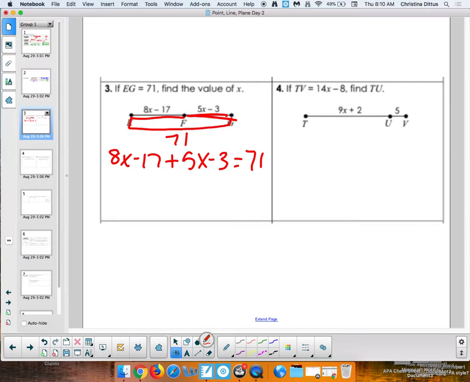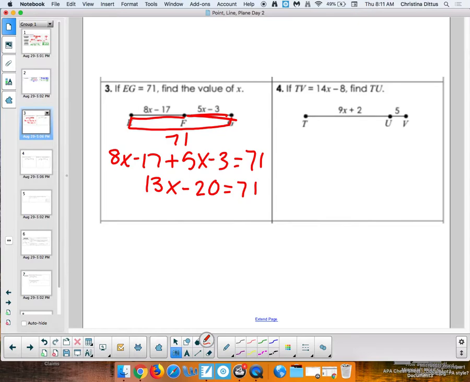Questions on where I got any of that info? Just supposed to find the value of x. Yeah, now we just gotta solve it. Okay, so solving, let's combine x's first. 8x plus 5x gives me 13x. Minus 17 minus 3 gives me negative 20. And still equal to 71. There's nothing to do with 71.